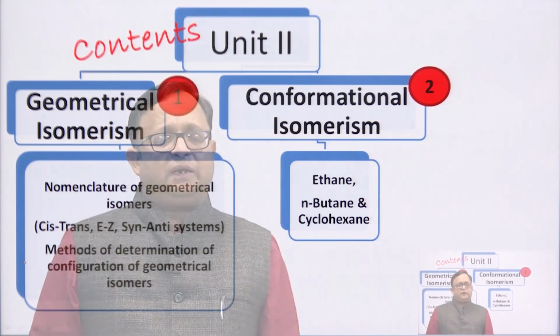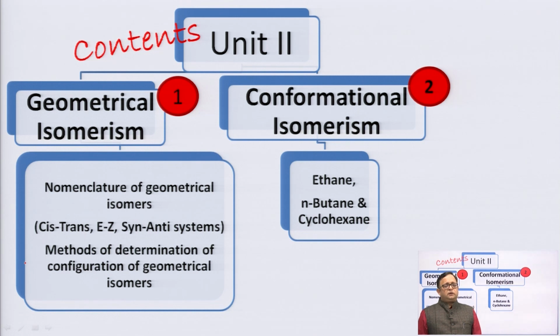As far as unit second is concerned, it is clearly divided into 4 parts. Part 1 basically deals with the geometrical isomerism. In geometrical isomerism, we basically focus on nomenclature of geometrical isomerism, means how the various geometrical isomers are provided the name as per standard rules, like whether they are cis or trans, E or Z or syn or anti system.